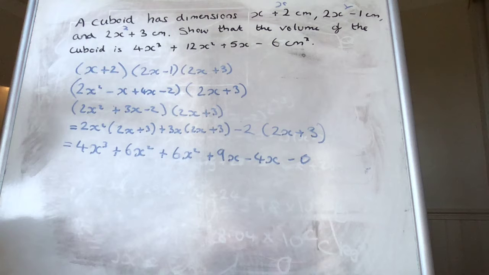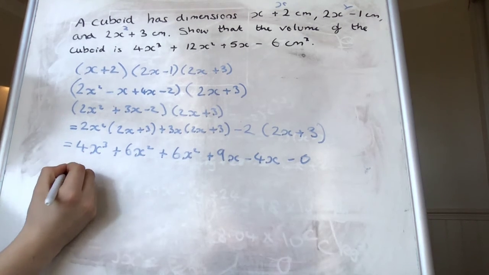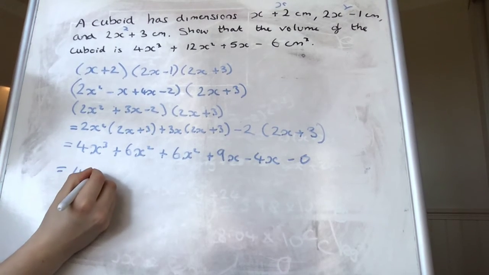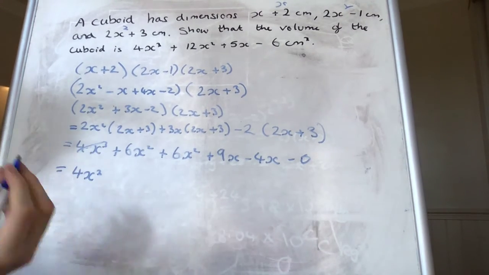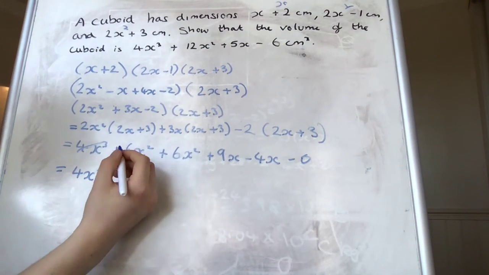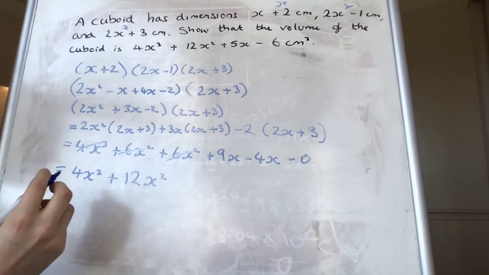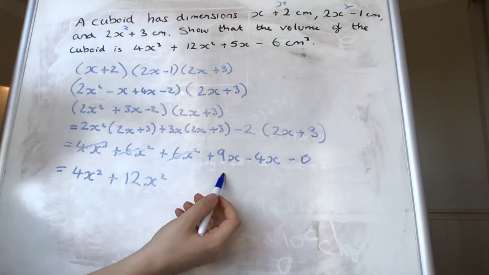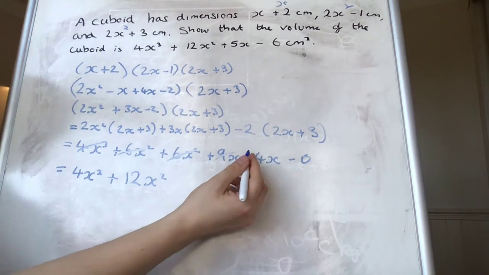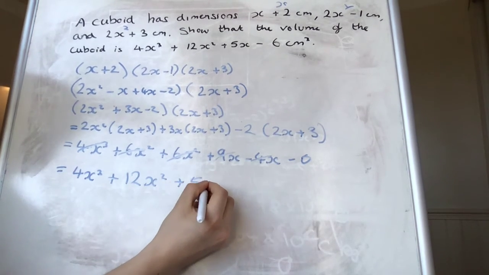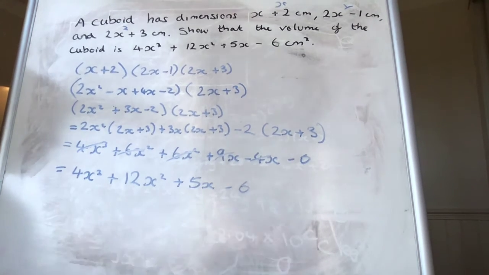And then all we need to do now, always at the end of doing a bracket expansion, is to find the like terms. So that will give us our final answer of 4x cubed, as we only have one x cubed term. Then we find the like x squared terms, so we've got 6x squared plus 6x squared, which will give us 12x squared. Then 9x and minus 4x are like terms, so 9 minus 4 will give us 5, so it gives us plus 5x, and then we've got the negative 6 at the end. So then that will give us the answer to that question.